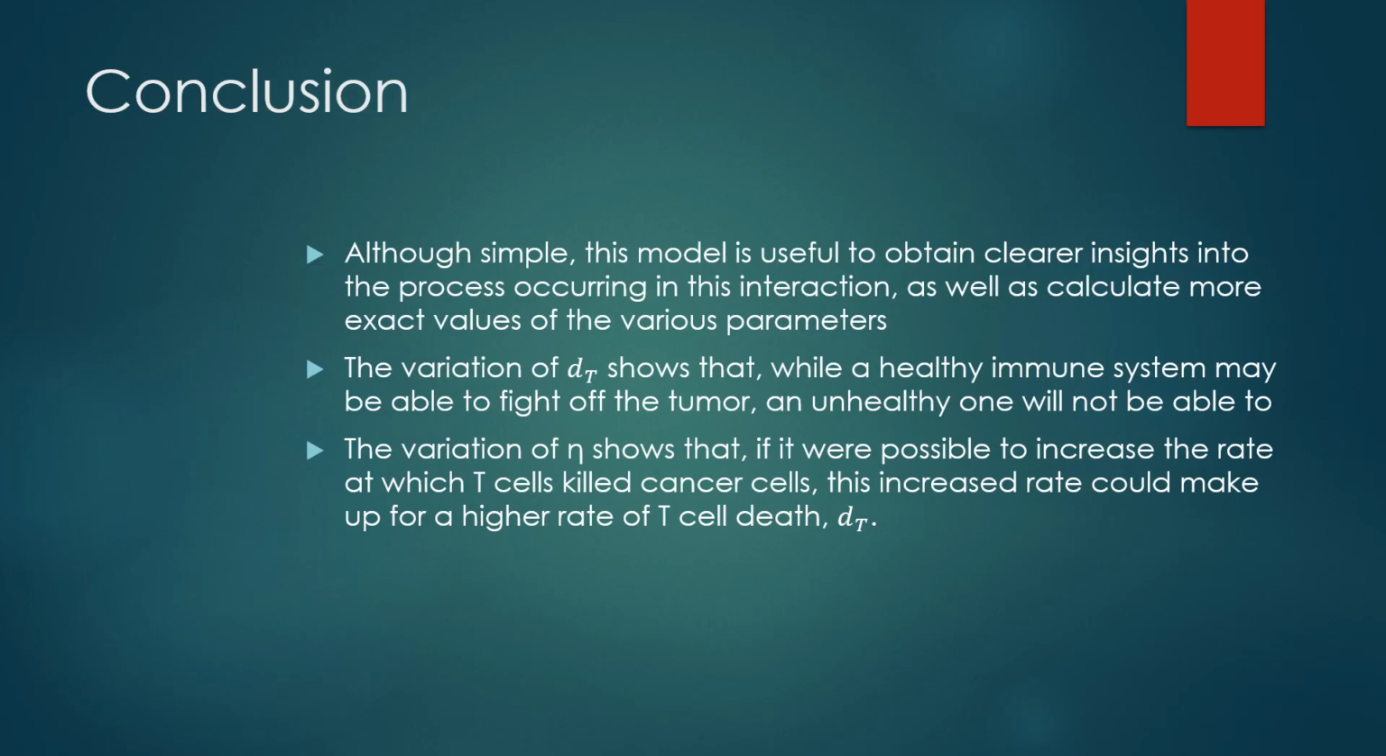So in conclusion, although this is a simple model, it is useful to be able to easily obtain clearer insights into the underlying processes of this interaction and to calculate more exact values for those parameters we saw earlier. The variation of the rate of death of T cells shows that while a healthy immune system may be able to fight off the tumor, an unhealthy one is not going to be able to. And variation of eta shows that if it were possible to increase the rate at which T cells kill cancer cells, this increased rate could make up for a high rate of T cell death and eliminate the tumor.